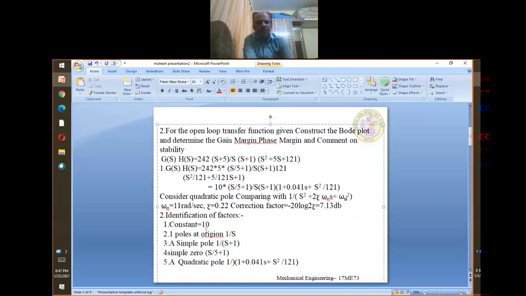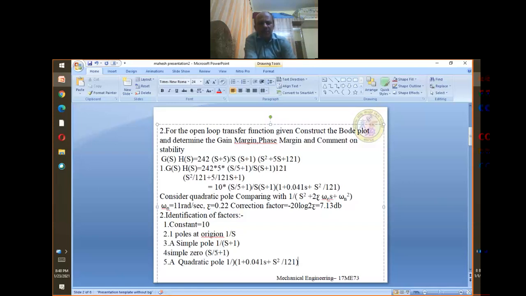Step number 2, as usual, identify the factors. First, any constant: the constant is 10. Second, any pole or zero at the origin: in this case one pole at the origin, 1/s. Then arrange the other poles and zeros in ascending order. Next comes a simple pole, 1/(s+1), then a simple zero, s/5 + 1, and the last one, the quadratic pole. For the quadratic pole, the corner frequency ω_c is the natural frequency itself, 11 radians per second. For other poles and zeros, you know how to find the corner frequency.